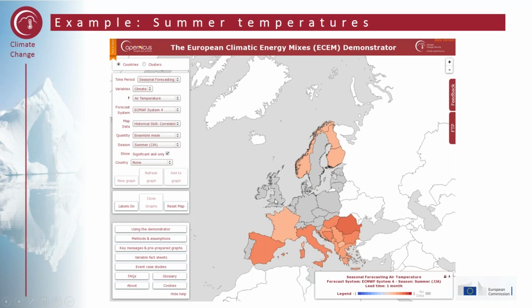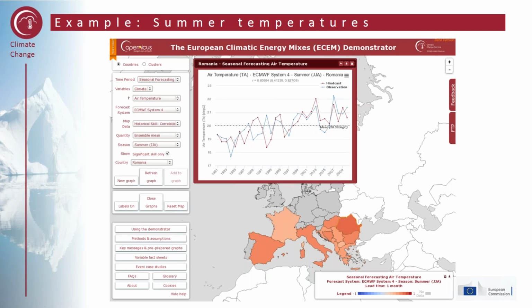So again, we have masked out the areas where there isn't significant skill. So there's a tick box here to highlight that. And of course, you can pick on a country. So there's Romania coming up with its 0.66 skill correlation again, and you can plot that as a time series. So this is just showing that we have the same data now available on the demonstrator.